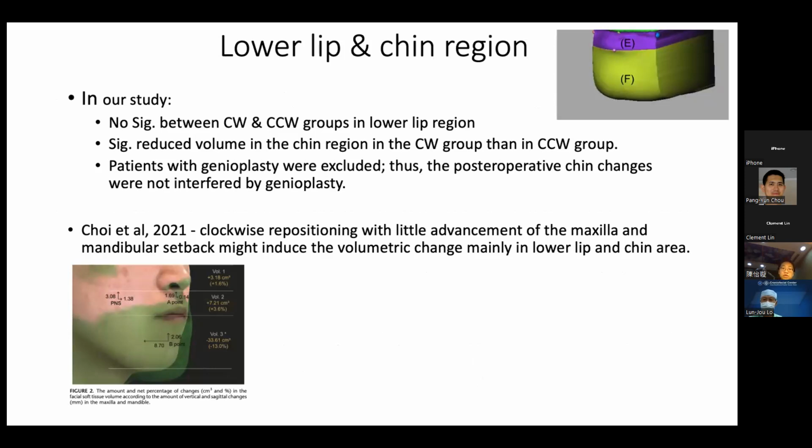Because in this study, patients with genioplasty were excluded, this postoperative chin change was mainly an effect of the BSSO and MMC rotation and was not interfered with by genioplasty. A recent study also supported that a clockwise reposition with little advancement of the maxilla and mandibular setback would induce volumetric change mainly in the lower lip and chin area, around 13%.